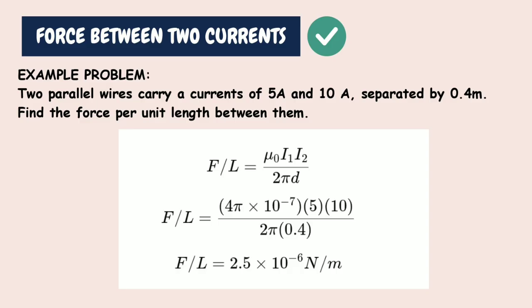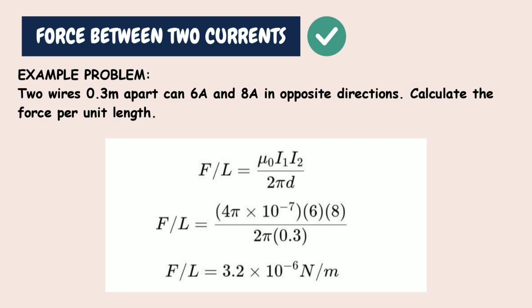Two parallel wires carrying currents of 5 A and 10 A are separated by 0.4 meter. Find the force per unit length between them. So as we find the force per unit length between them, by substituting these values into the formula, we get the force per length equals 2.5 times 10 raised to the power of negative 6 Newton per meter.